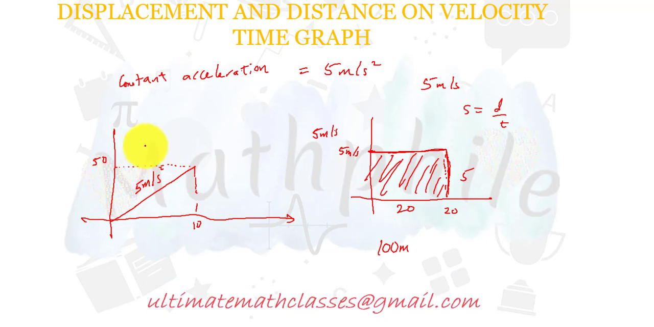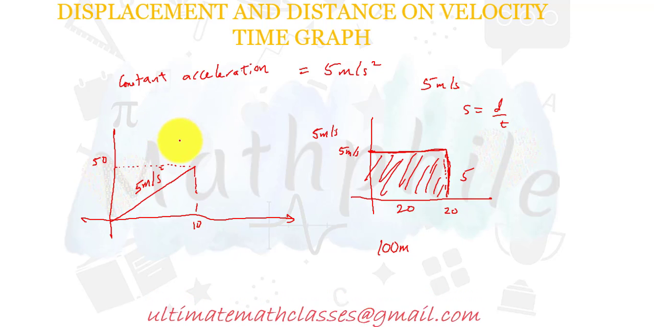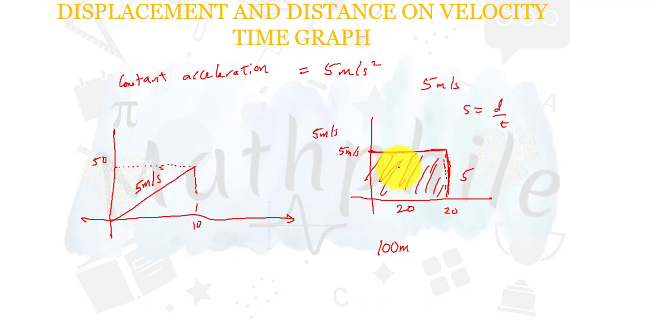So we're saying that on the velocity time graph, the gradient of the line represents acceleration. Also, the area under the curve represents displacement. So area is equal to displacement. Are you getting me? The area under the curve represents displacement, and the gradient of the line represents acceleration.